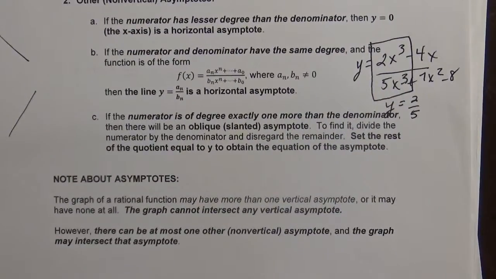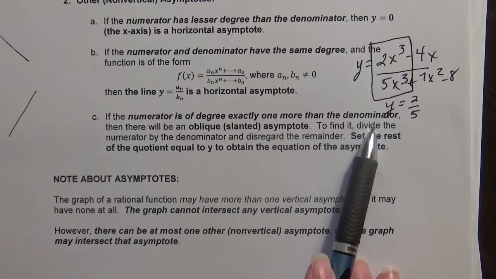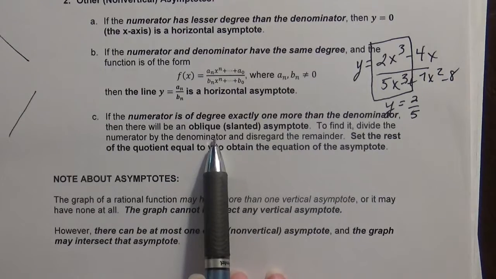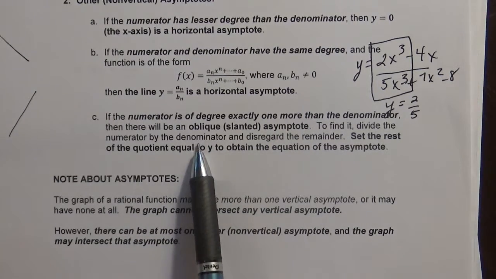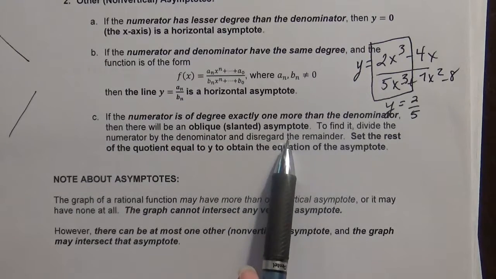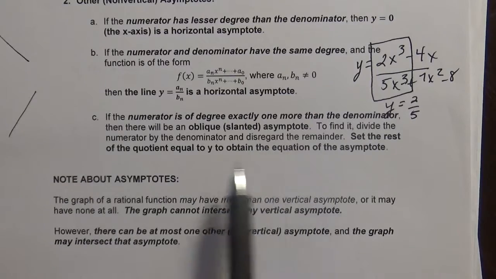If the numerator is of degree exactly one more than the denominator, there will be an oblique or slanted asymptote. To find it, divide the numerator by the denominator and disregard the remainder. Set the rest of the quotient equal to y to obtain the equation of the asymptote.